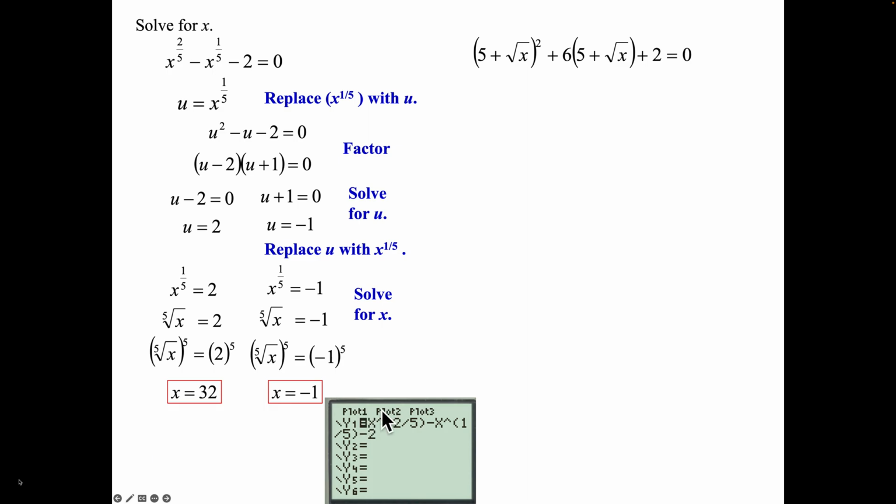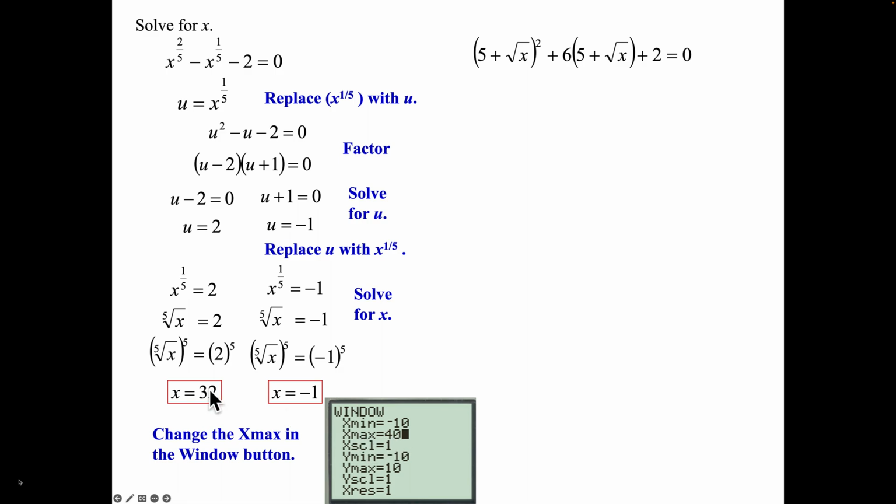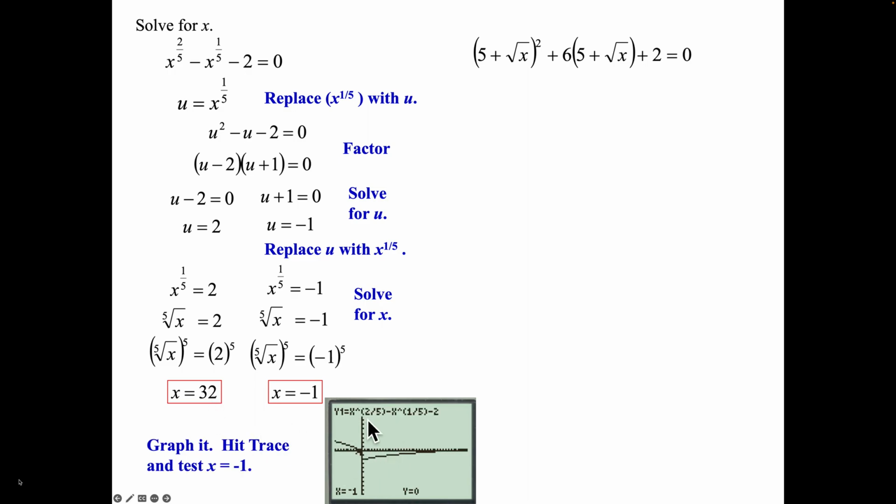Now, because one of my answers for x is really big, when you graph this, you've got to go to your window first. Usually it's negative 10 to 10. You change your x max to 40, something bigger than 32. Then you graph it, hit the graph button. Here's your graph. It puts the equation up there.